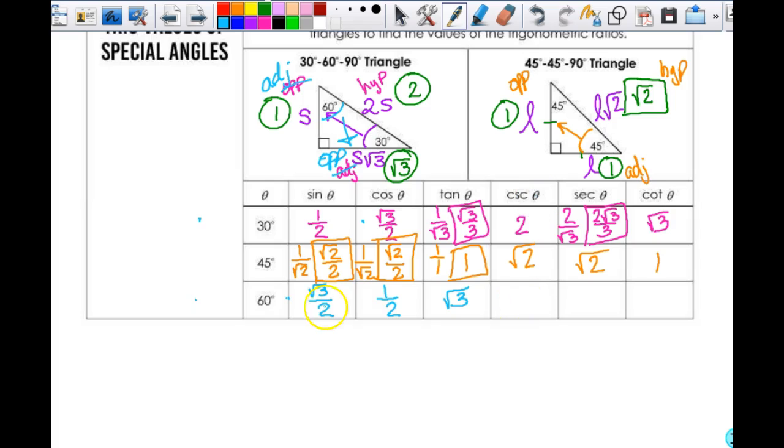Cosecant, reciprocal of sine. So that's 2 over the square root of 3, which is 2 square root of 3 over 3. It matches secant. So we should think that since these two match, this should be 2, right? Secant's the reciprocal of cosine, and it is 2. Cotangent's the reciprocal of tangent. So I get 1 over the square root of 3, square root of 3 over 3.